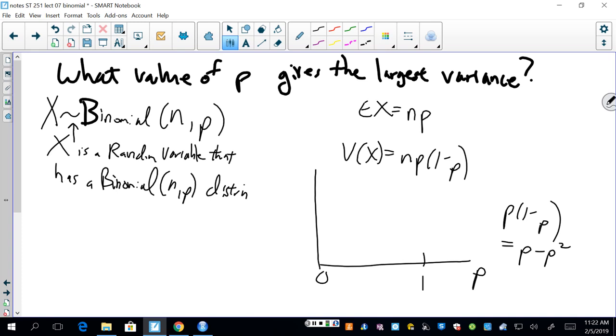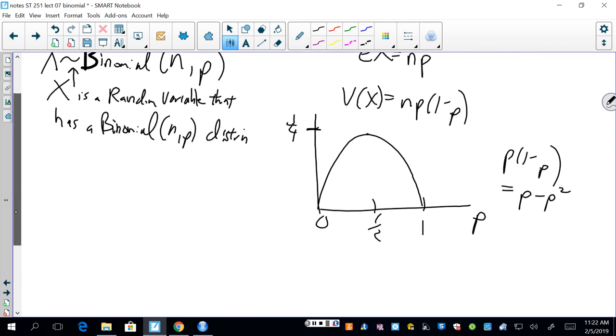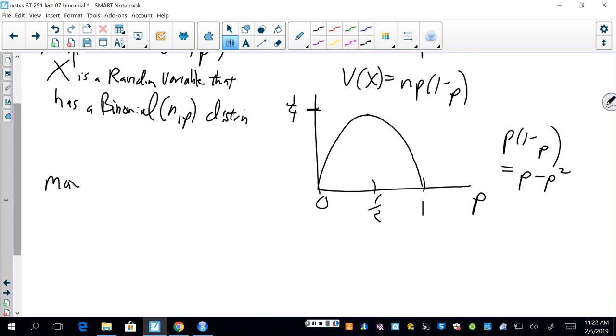It's actually symmetric about 1/2. It looks something like this. At 1/2, the maximum value is actually 1/4 for the variance, and so it's increasing in the middle. You could use calculus to show that, for instance. If you wanted to maximize p times 1 minus p over p, right?